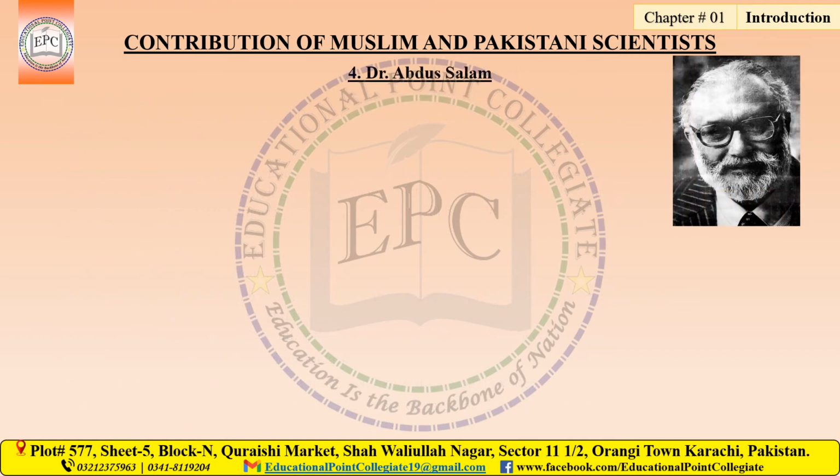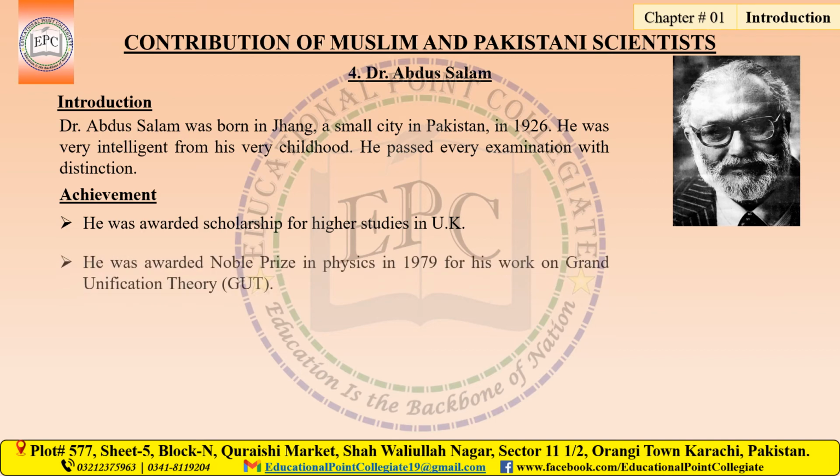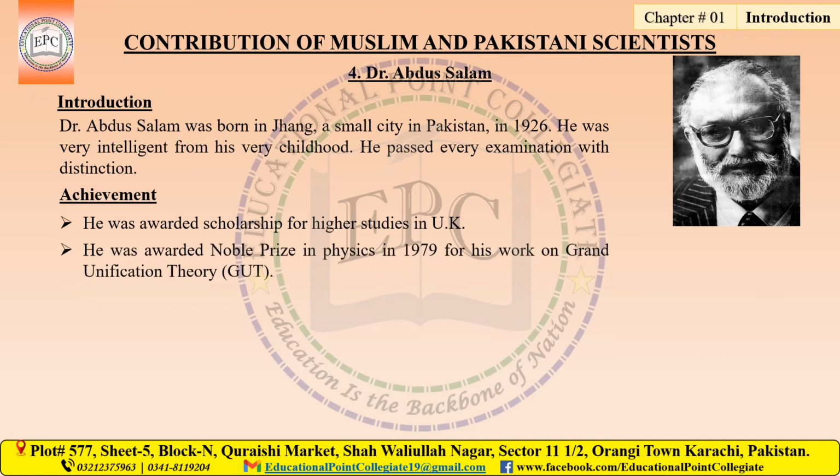Dr. Abdul Salam. Introduction. Dr. Abdul Salam was born in Jhang, a small city in Pakistan, in 1926. He was very intelligent from his very childhood. He passed every examination with distinction. Achievement. He was awarded a scholarship for higher studies in UK. He was awarded the Nobel Prize in Physics in 1979 for his work on grand unification theory, GUT.